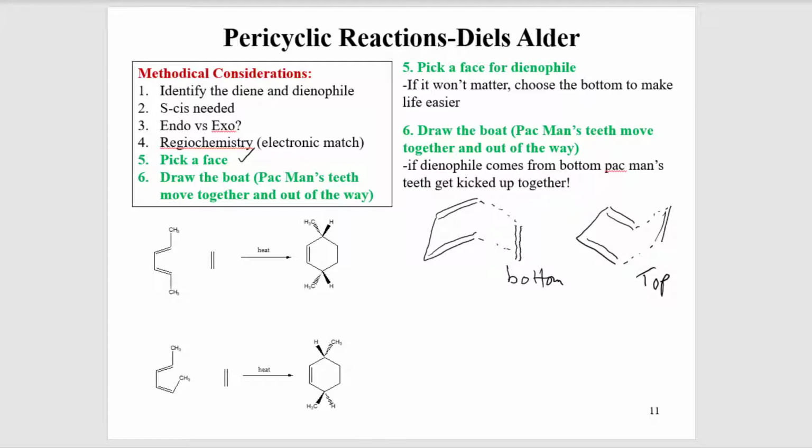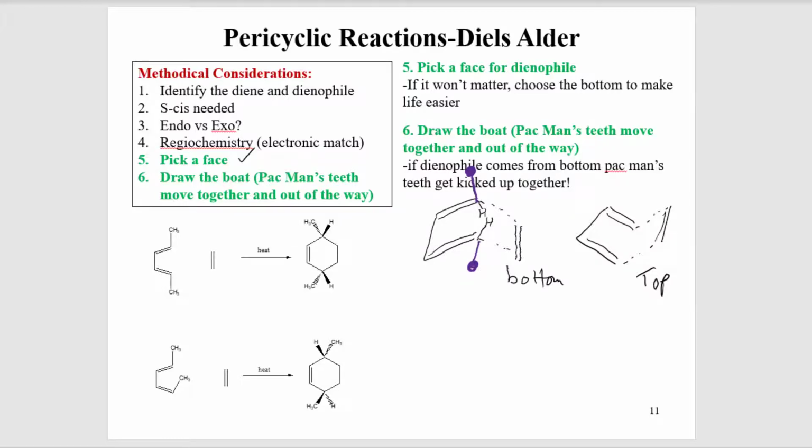Okay, so the last thing, number 6, that we have to think about is this: when we draw the boat transition state, and arbitrarily we've chosen to come in from the bottom with the dienophile, there are effects of this choice. So if we had hydrogens on the inside of the mouth, the teeth, and some other groups on the outside, this will end up having an effect on the overall stereochemical outcome. Now, what do I mean by that?